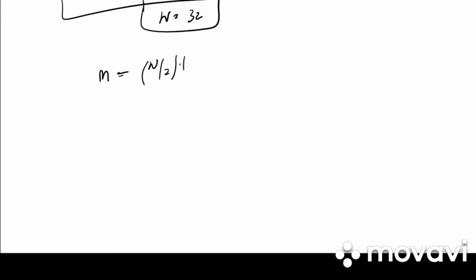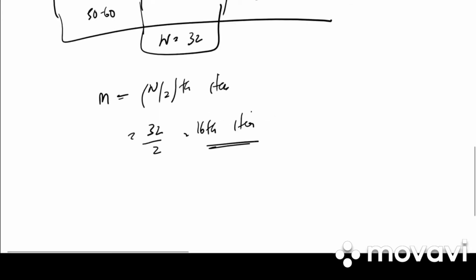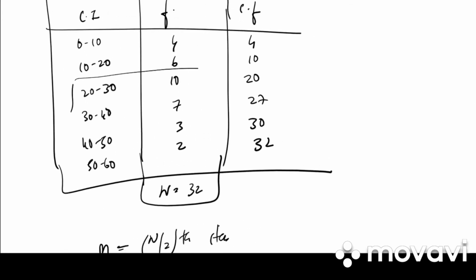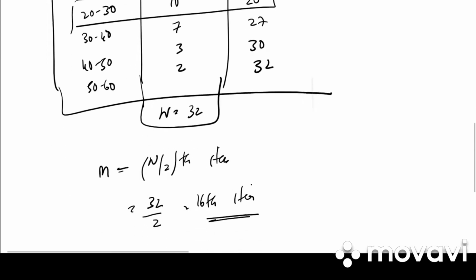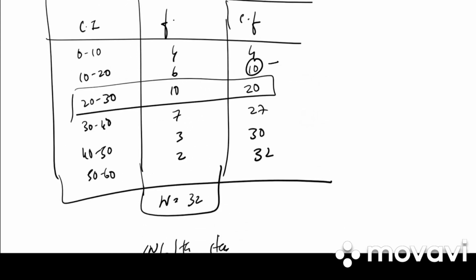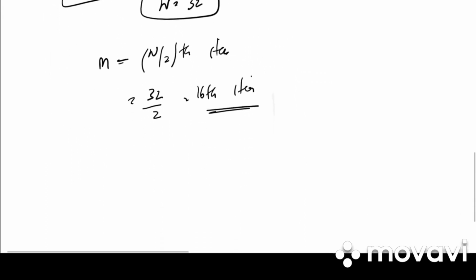So m is equal to n by 2th item, 32 by 2, that is 16th item. Go to the cumulative frequency. 16 is in 20 to 30. Cumulative frequency will be 10 and frequency is also 10.